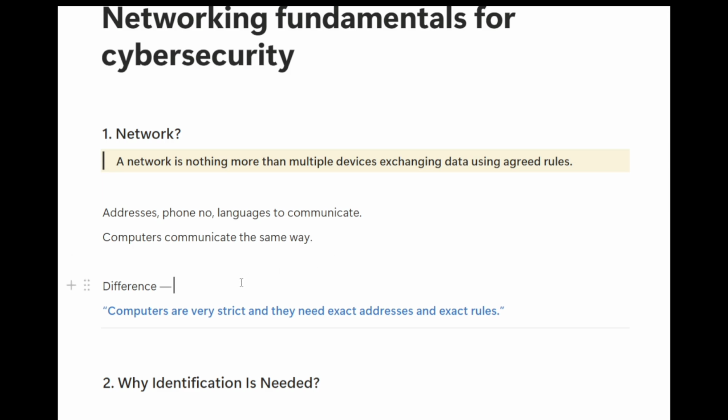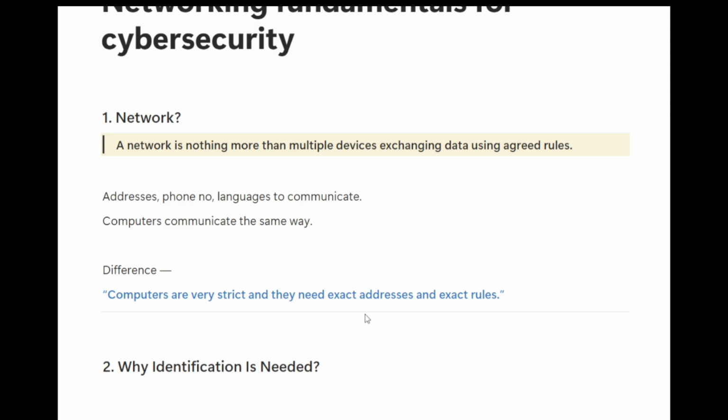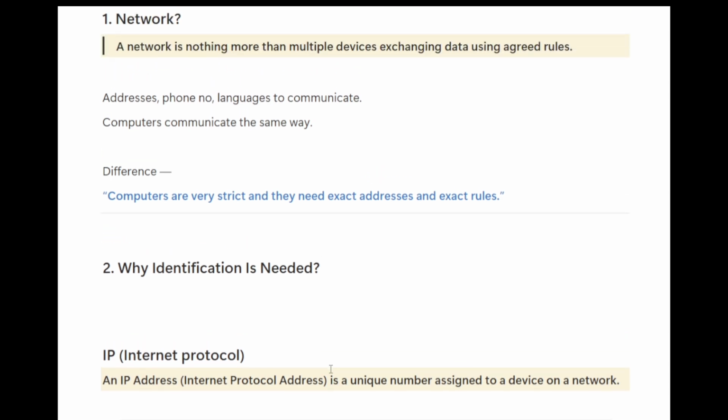So this brings us to the next question: why is identification needed? Now, here's an important question. If millions of devices are connected to a network, how does data reach the correct device? Imagine you are sending a letter. You cannot just write a name, you need an address. A network works the same way. Every device needs a way to be uniquely identified so data reaches the right place. This is where the concept of IP address comes in.